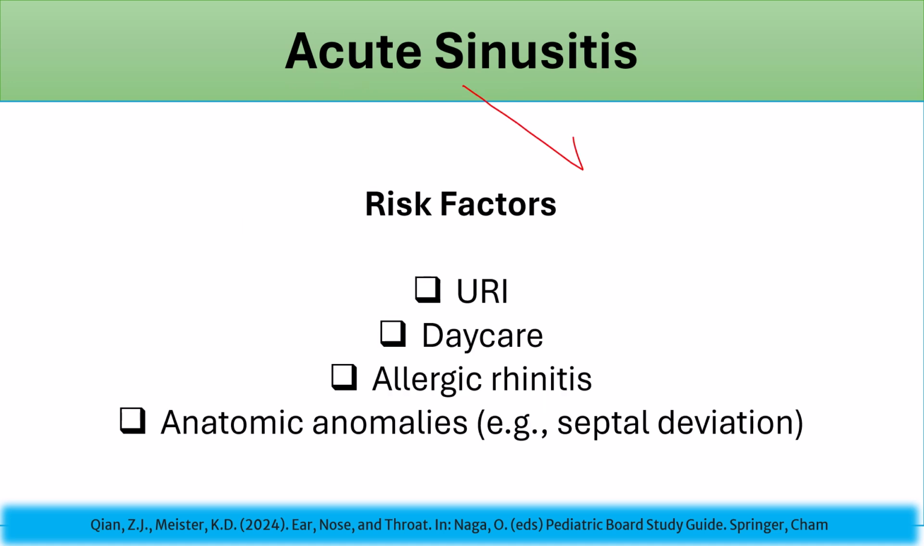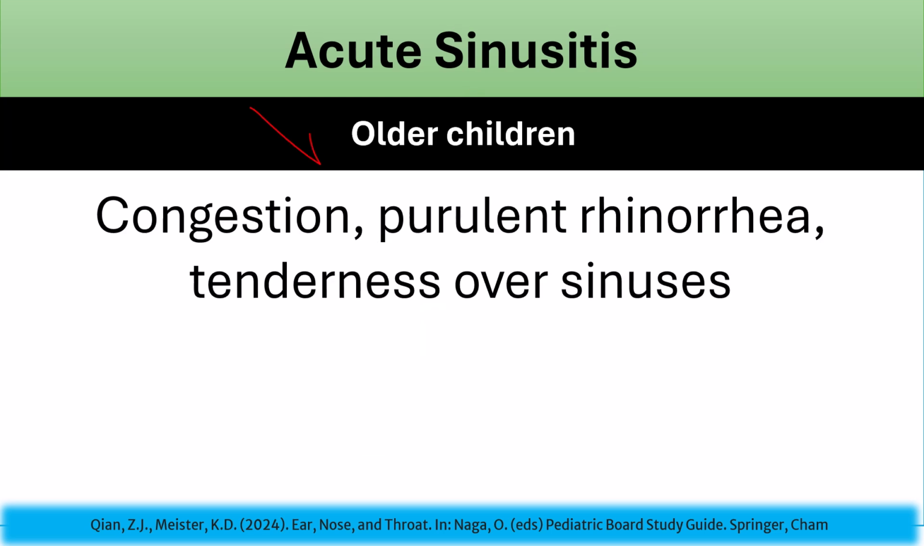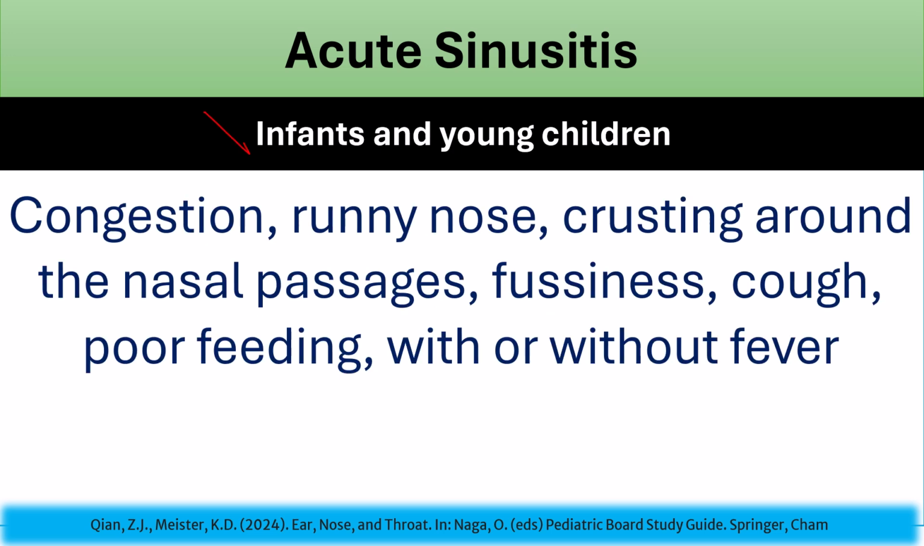Risk factors of acute sinusitis: URI, daycare attendance, allergic rhinitis, anatomic anomalies, for example, septal deviation. Clinical presentation of acute sinusitis in older children and adolescents: congestion, purulent rhinorrhea, tenderness over the sinuses. Clinical presentation in infants and younger children: congestion, runny nose, crusting around the nasal passages, fussiness, cough, poor feeding with or without fever.